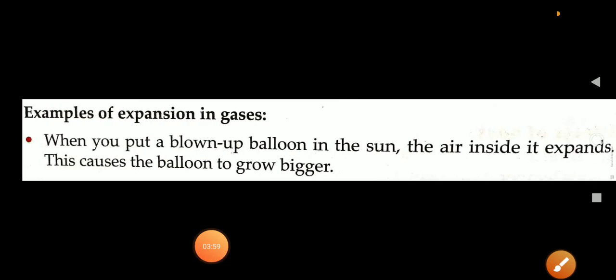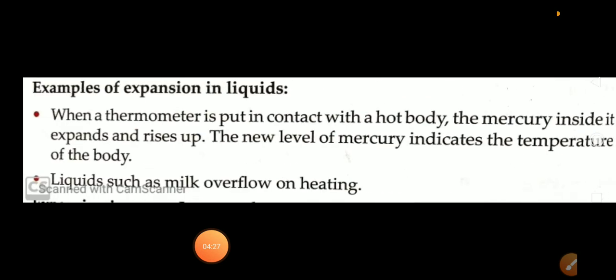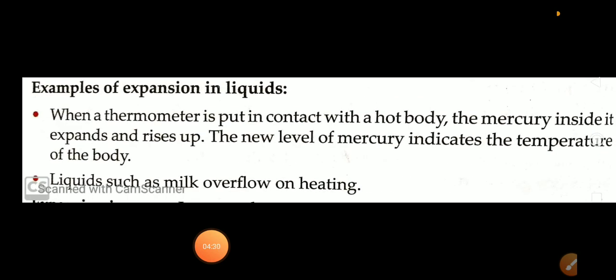Now see, the first example is of gaseous expansion. When you put a blown up balloon in the sun, the air inside it expands and the size of the balloon increases. It grows bigger. This was the example of expansion of gases. Then next, this example is of expansion in liquids.